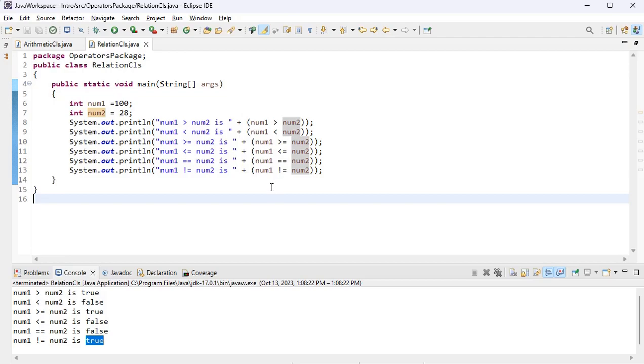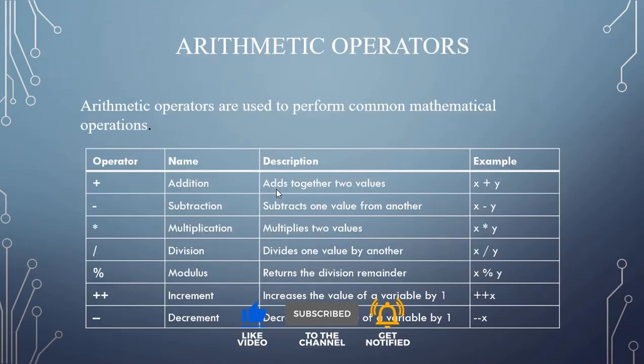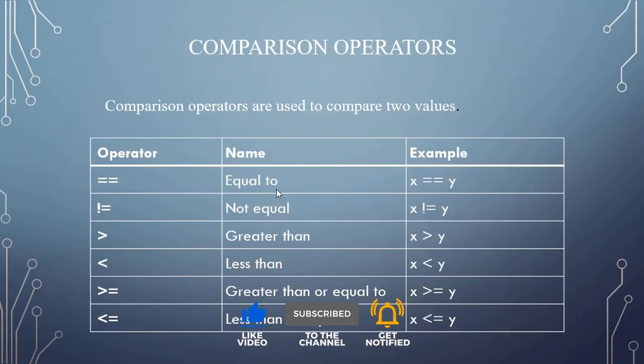Why do we need these operators? If we want to compare two operands or two variables or two values, we can use this type of operators. Got it? So in this session we have completed two operators, arithmetic operators and then the comparison operators.